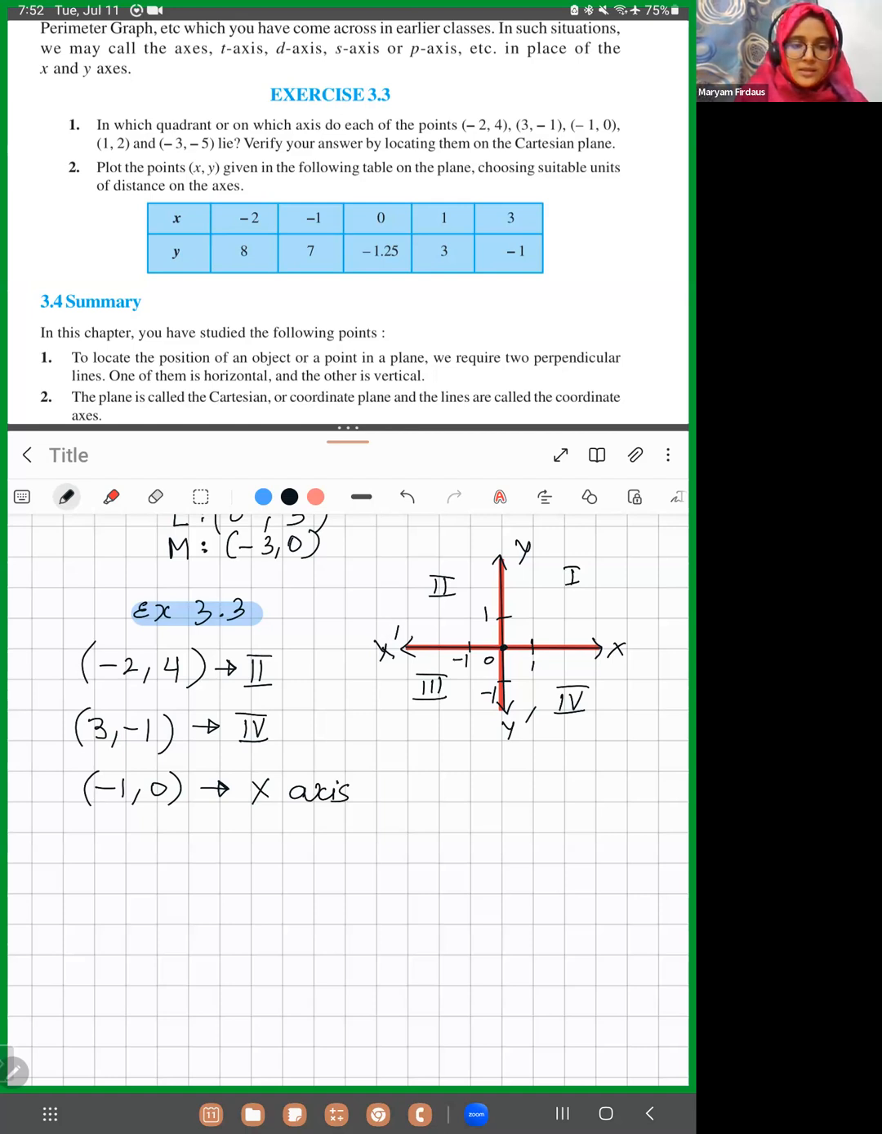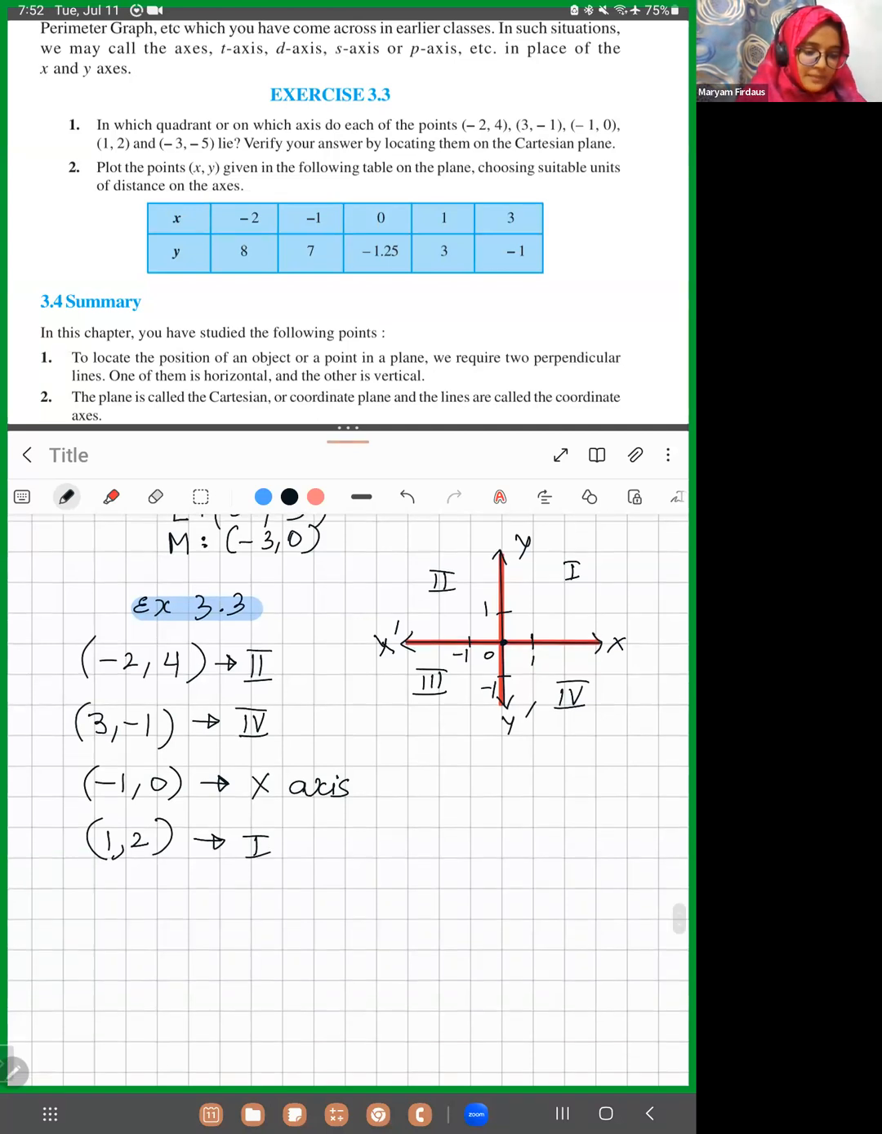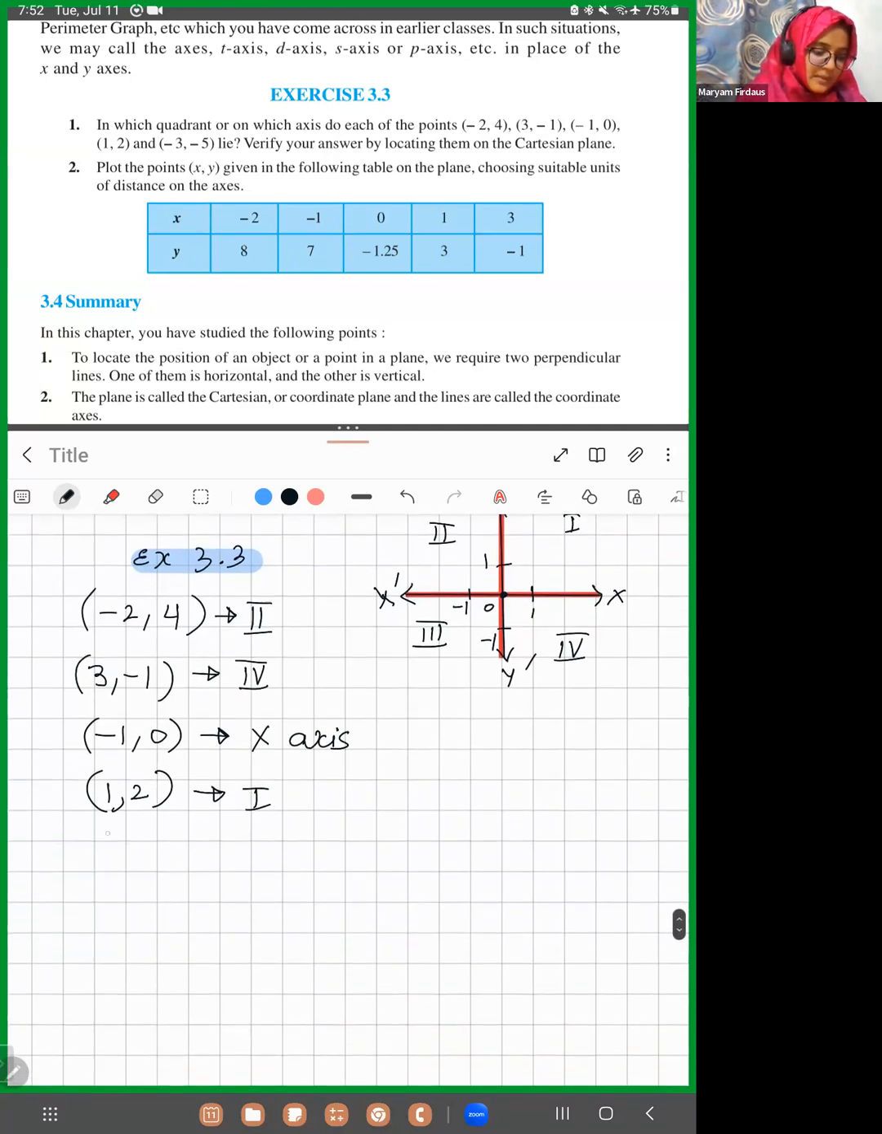Okay, next 1, 2. Abdul Rahman, 1, 2, where does it lie? It lies on the first quadrant. In the first quadrant, yes. Okay, then let's come to the next point, minus 3, minus 5. It lies in the quadrant 3. Quadrant 3, yes, it lies in the third quadrant. Okay.